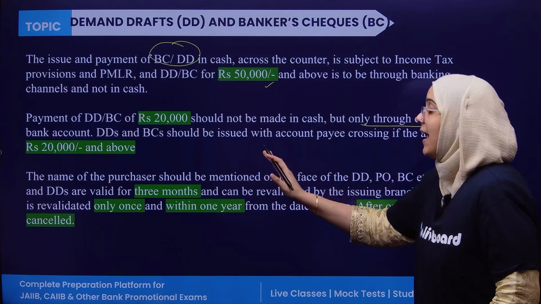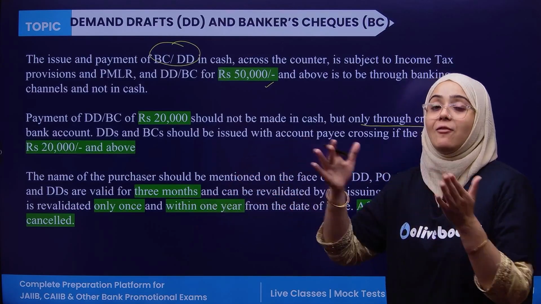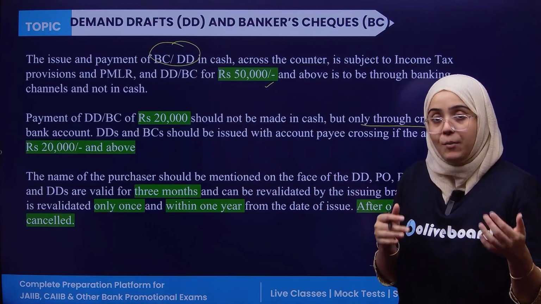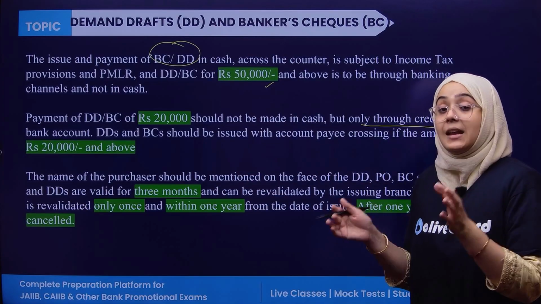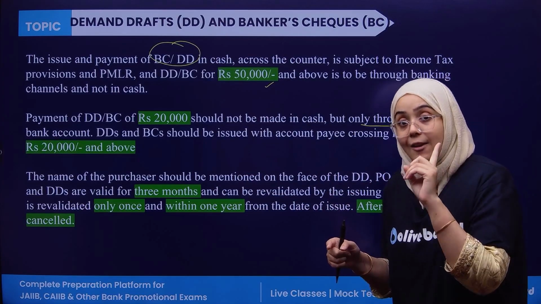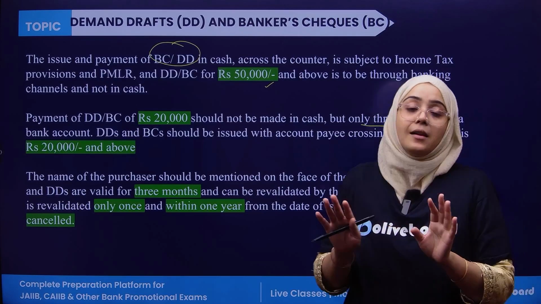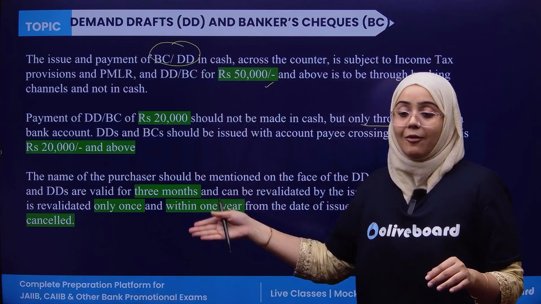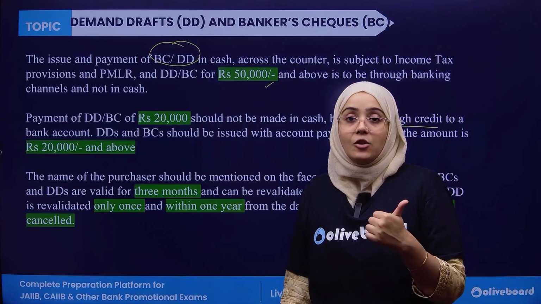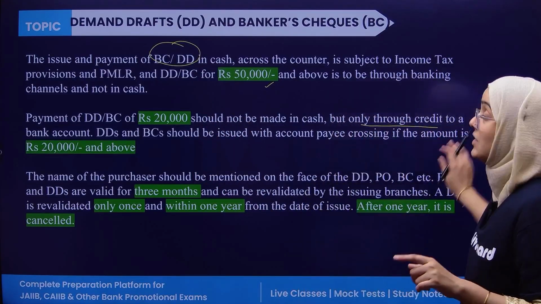If this 3 months has passed, it can be revalidated from any branch or issuing bank, but it can be revalidated only once and within a year, and after that it is cancelled. So these are the different provisions of the demand draft and a banker's check.